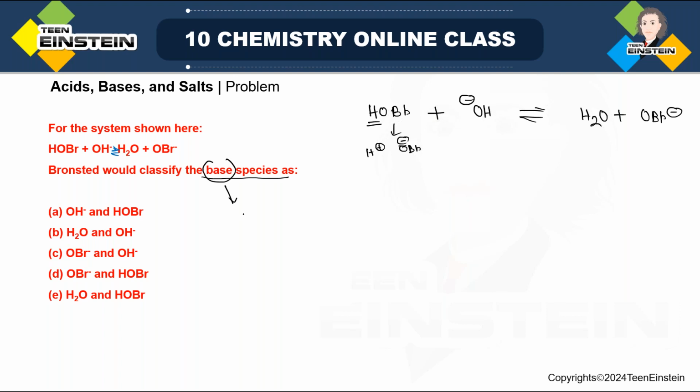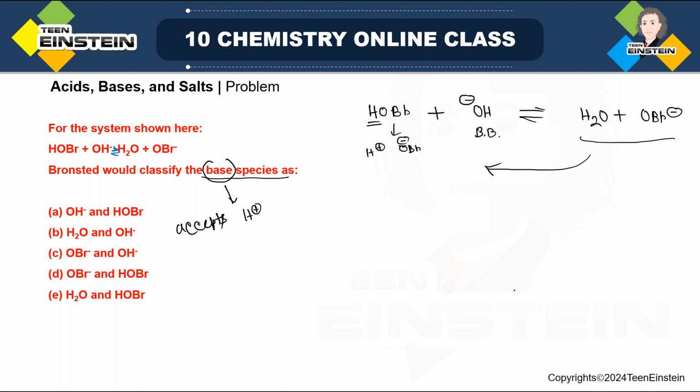So Bronsted base means it can accept H plus, right? Now look at these molecules. Here on the left hand side HO minus is accepting H plus from HOBr. So I can call it Bronsted base. I'm writing it as BB, that means Bronsted base. On the right hand side, if you consider OBr minus and water, and suppose this is your reactant side and you are moving from this to this side.